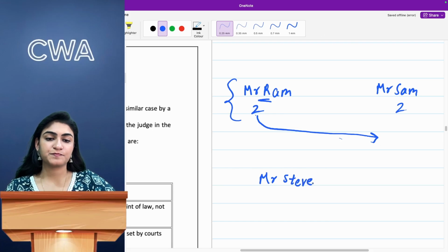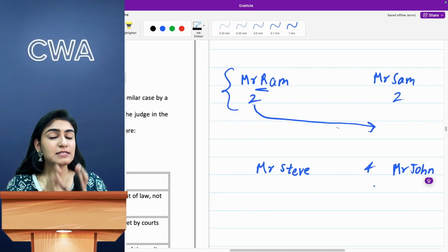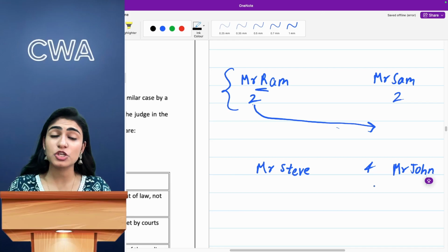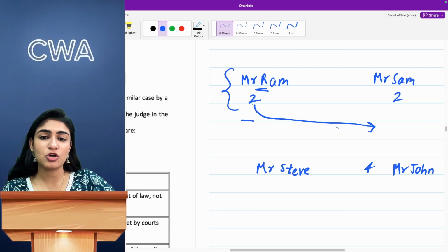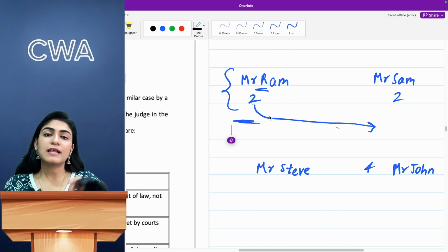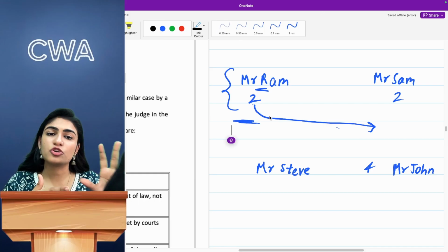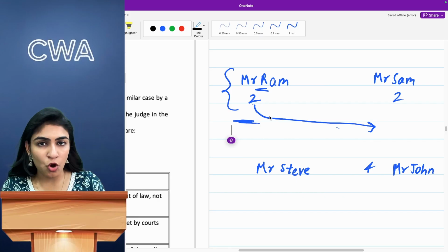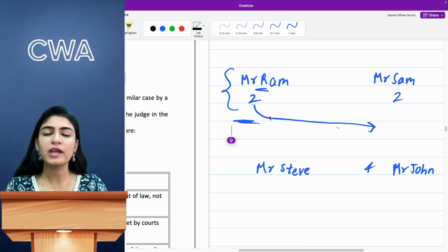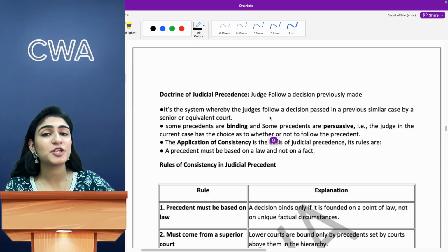Let's say after a few months or a few years, the same instance happened with Mr. Steve and Mr. John. All right, so let's say again the same scenario happens with Mr. Steve and Mr. John. At this point, people can look back to this case and say that this was the ruling, the verdict, or the final conclusion of this case, where the person to whom the cow belonged is liable to pay damages. I have explained to you the entire concept of the doctrine of judicial precedent.